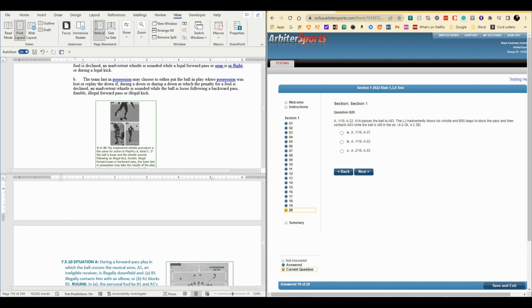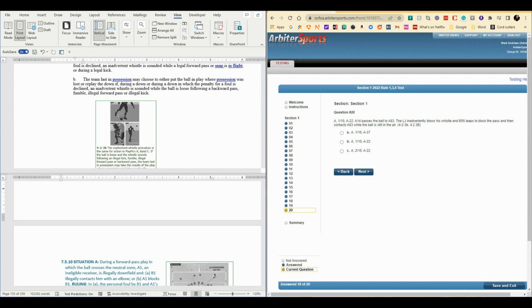Okay, last question. Question number 20. A 1st and 10 at the A22. A14 passes the ball to A83. The line judge inadvertently blows his whistle. Now we have to assume the ball is still in flight. And B55 leaps to block the pass and then contacts A83 while the ball is still in the air. Okay, so it was in flight.